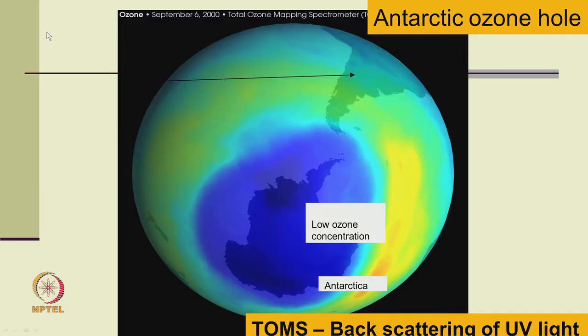Okay. So you can see Antarctica here. This blue color shows that there is a low ozone concentration in the Antarctic region. In the last few decades this has been a subject of intense scrutiny, people wanted to measure this.